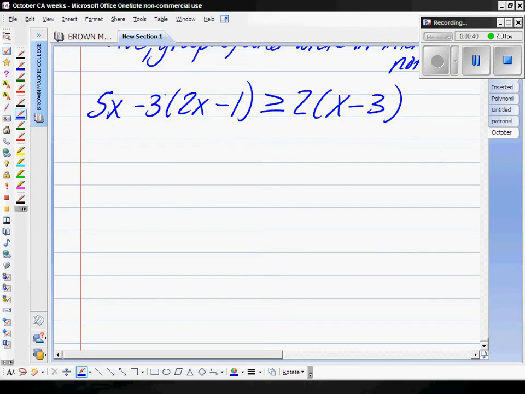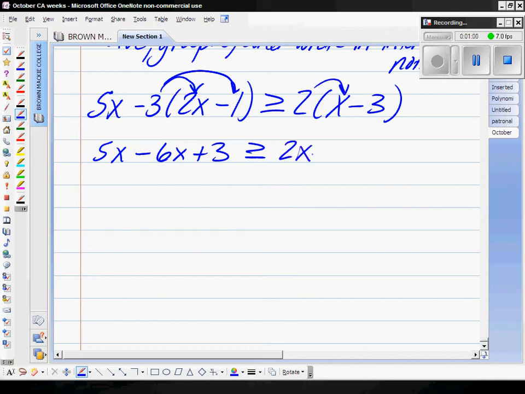So first things first, we must distribute the negative 3 to everything in the parentheses to the right. So that gives me 5x minus 6x plus 3, which is greater than or equal to, now we must distribute this 2 to everything in the parentheses to its right, which now is 2x minus 6. Before we go any further, we must at least combine our like terms, which is the 5 minus 6x, which will give me a negative x plus 3, which is greater than or equal to 2x minus 6.